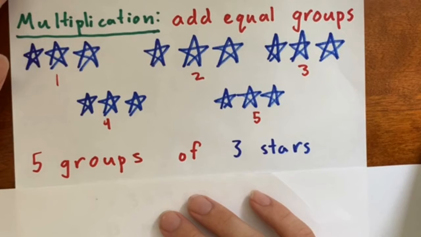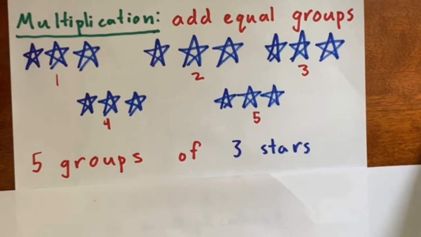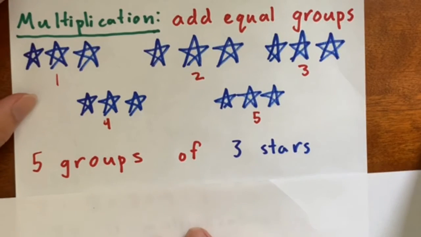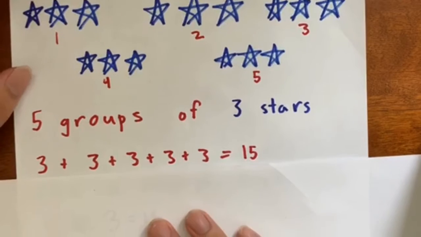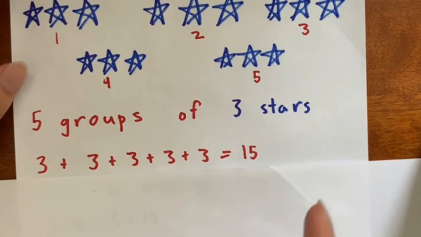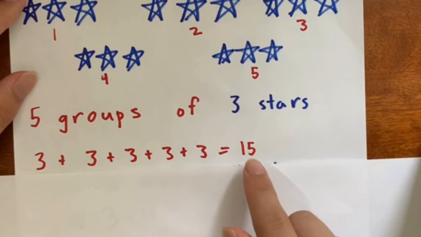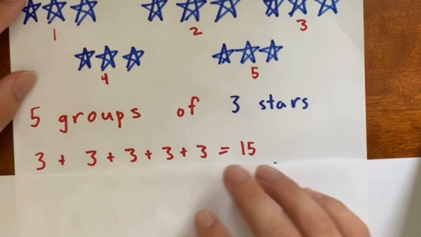Now let's say you wanted to figure out how many stars you got total over those 5 days. Well, you could count up each star individually, or you could recognize that if you have 5 equal groups of 3 stars, that basically just is 3 added to itself 5 times. So if we skip count, we can go 3, 6, 9, 12, and then 15. So that means at the end of the 5 days, you had 15 total stars.